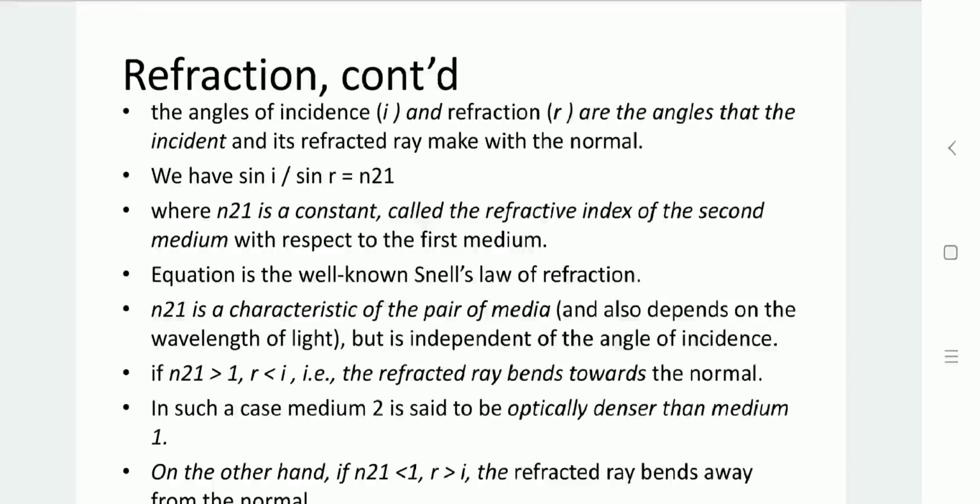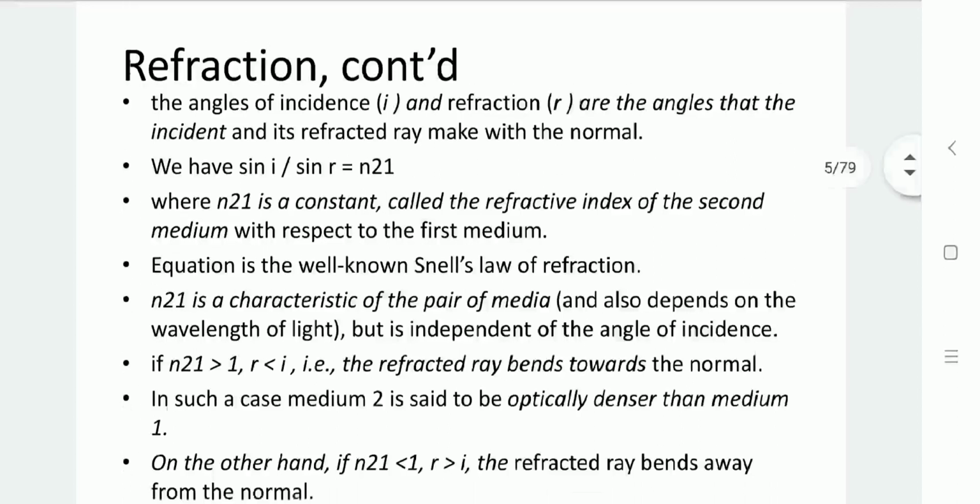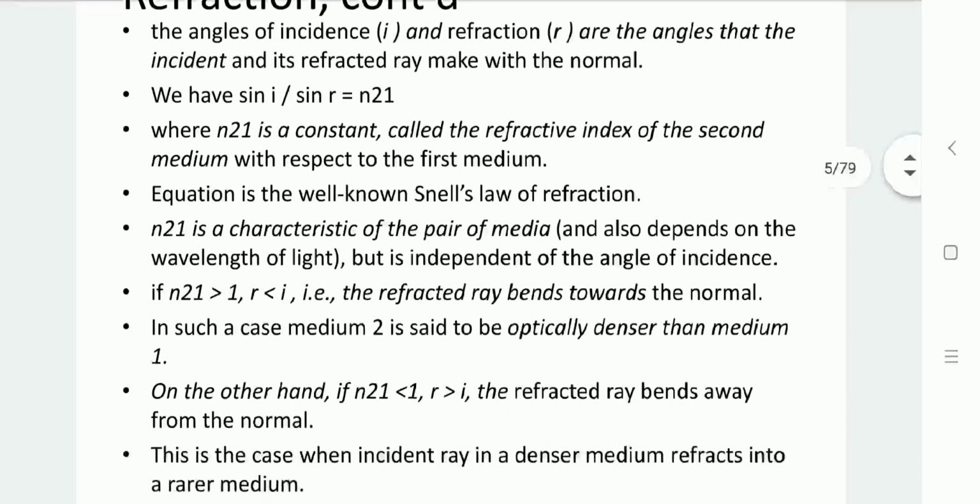Now if we take two cases: if n21 is greater than 1, it means incident angle I is greater than R. Here it suggests that the refracted ray bends towards the normal, as R is less. So between the normal and the refracted ray, the angle is less. It means the ray bends towards the normal. In such cases, we can say that medium 2 is optically denser than medium 1.